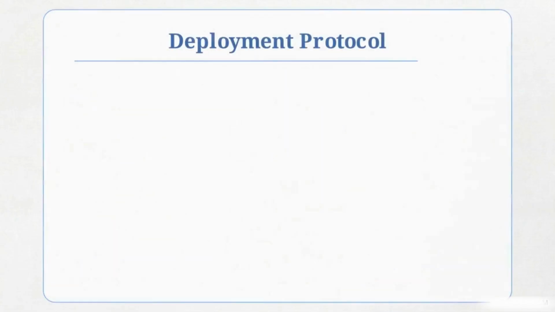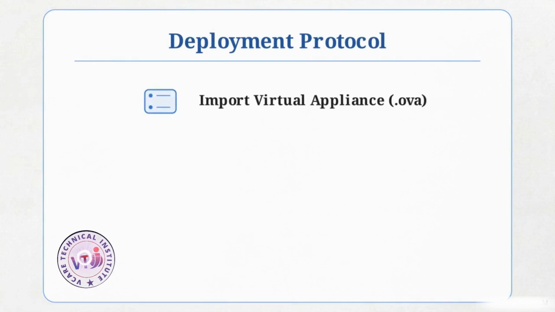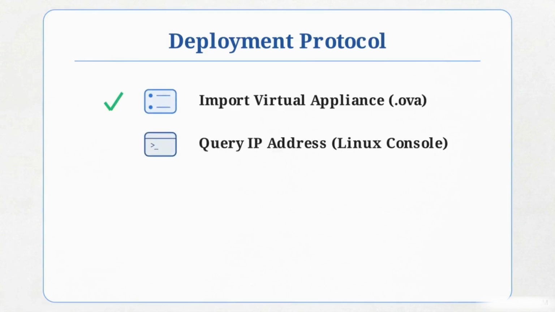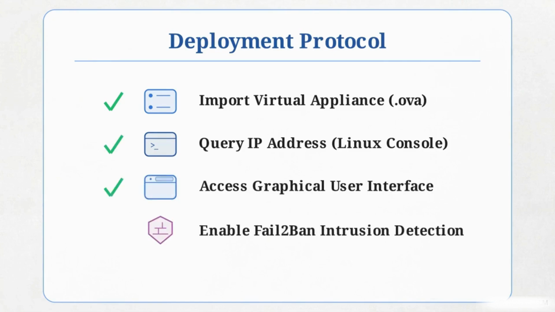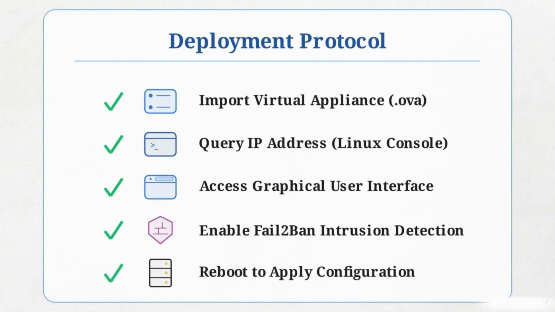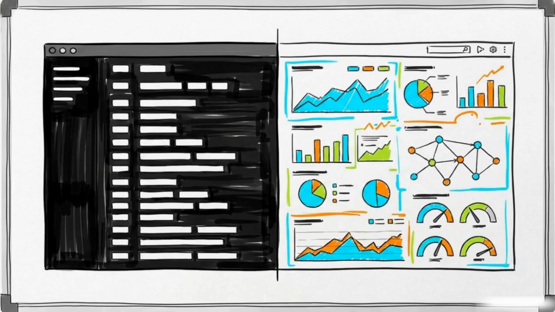Let's review the deployment protocol. Import the virtual machine. Extract your IP address via the command line. Access the web interface. Enable your active defenses like fail2ban, and apply your configuration with a full reboot. By executing these exact steps, you have taken a bare, isolated Linux server and secured it into a fully operational graphical VoIP switchboard.